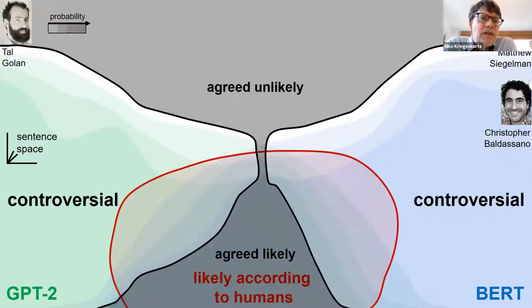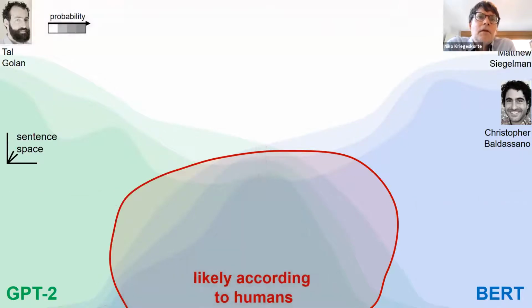The distribution of sentences that are considered likely by humans tends to fall somewhere here, where when several models agree that the sentence is likely, then often humans also think it's likely. But there are some sentences that are likely according to humans that some of the models think are very unlikely. So that's where the models fail to capture the likeliness of different sentences in English.